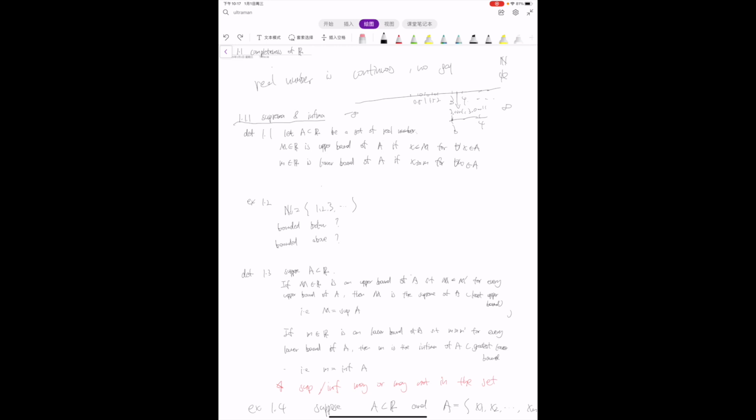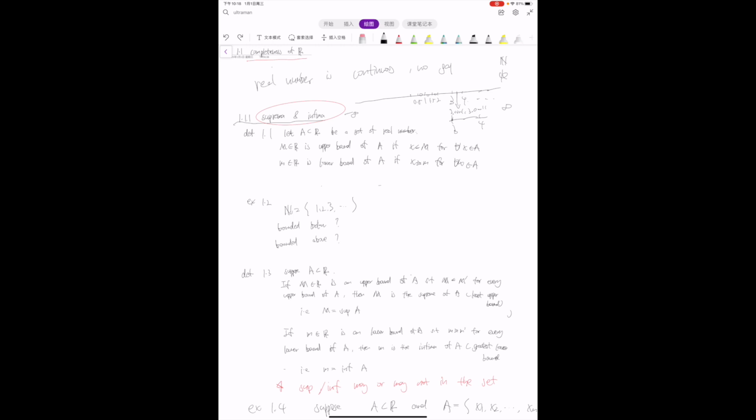The first chapter we're going to look at is called the completeness of real numbers. The first concept we're going to learn is called suprema and infima. Let's imagine A is a subset of the real numbers, and a real number capital M is an upper bound of A if for all x in A, x is less than or equal to M. And the same for a lower bound: a real number little m is a lower bound of A if x is greater than or equal to little m for all x in A.